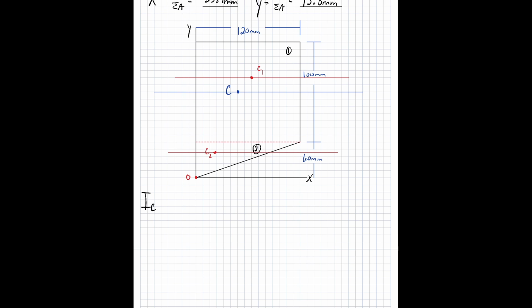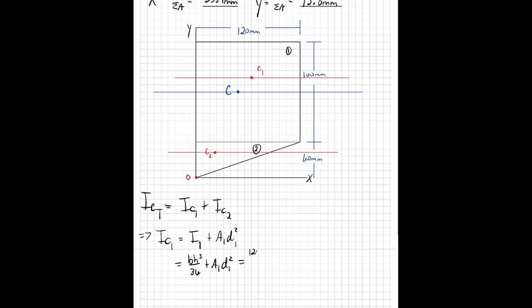So to find I sub global total, we need I sub C1 plus I sub C2. So I sub C1 is I sub 1, plus our parallel axis theorem, area 1 times d1 squared. If you look at the book for moments of inertia of a rectangle, you can do it about x or x prime. I went ahead and just did basic x. So that is going to be base times height cubed over 36 plus our area 1 times our distance 1 from the local to global squared.